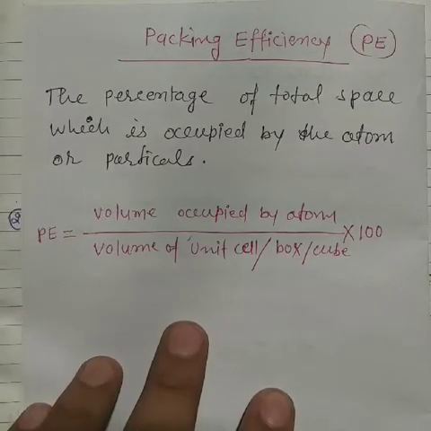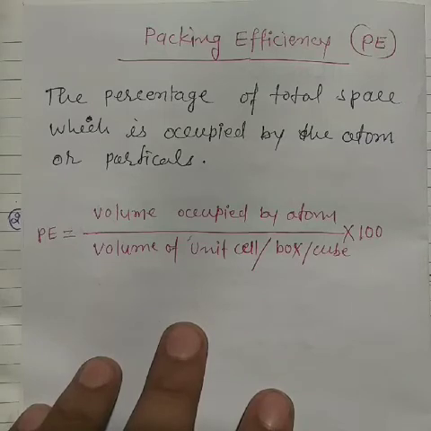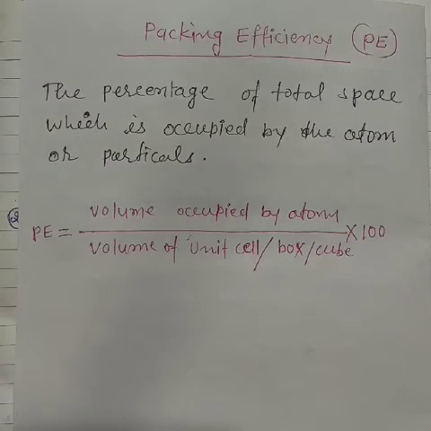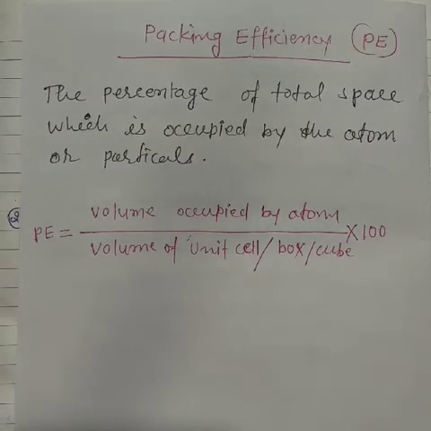So next topic is packing efficiency. It's abbreviated as PE. The percentage of total space which is occupied by the atoms or particles. Now formula is that volume occupied by atom upon volume of unit cell or boxes or cube into 100. It is very important, students. Now many students do not understand what about cubes, and what is the sense of packing efficiency.